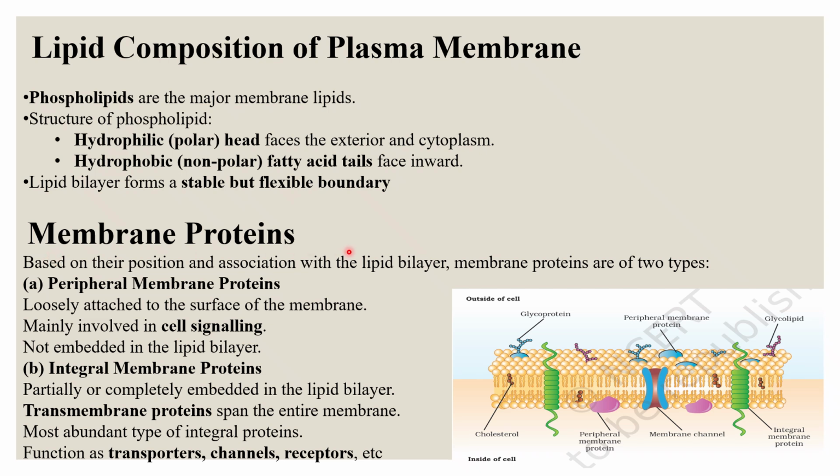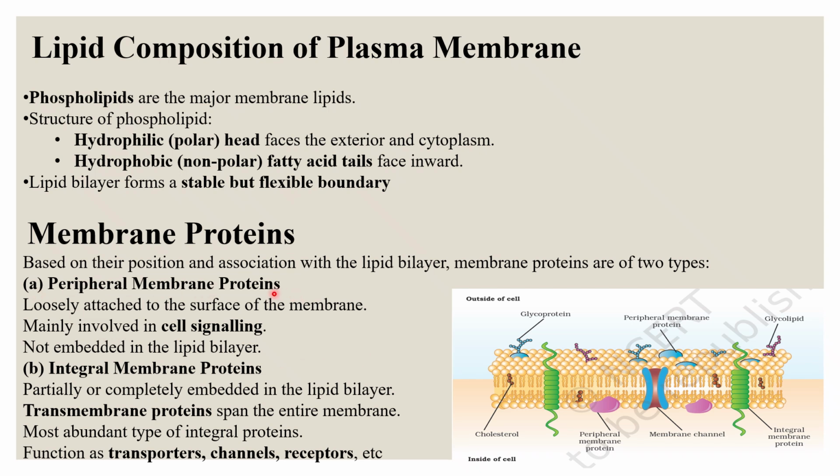Coming to the membrane proteins, based on their position and association with the lipid bilayer, proteins are of two types. First is the peripheral membrane proteins, and the other one is integral membrane proteins. These membrane proteins which are here are the peripheral membrane proteins, and this protein is the integral membrane protein, which is embedded within this plasma membrane completely.